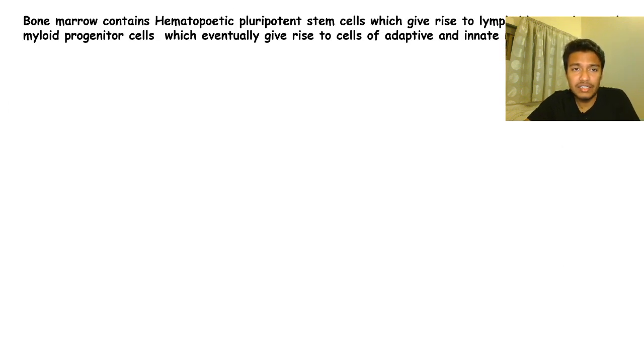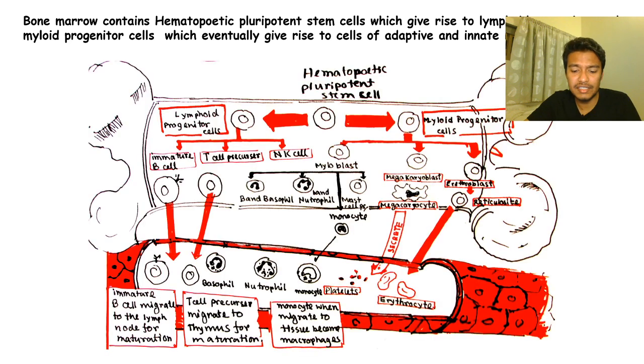Bone marrow contains several hematopoietic pluripotent stem cells. These hematopoietic pluripotent stem cells give rise to all of our immune system, so everything is born from them. As we go further in our lecture, we will know what hematopoietic pluripotent stem cells are capable of doing. They give rise to lymphoid progenitors on one side and myeloid progenitors on the other. From the lymphoid progenitor, your adaptive immune system components such as B cells, T cells, natural killer cells, etc.